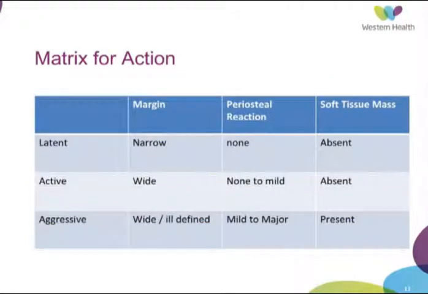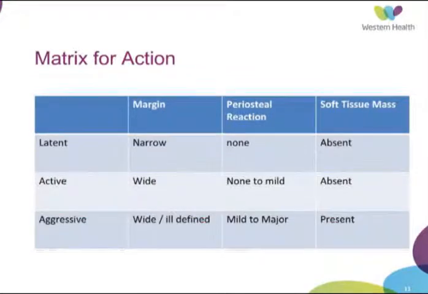So something with a narrow margin and no periosteal reaction and no soft tissue mass, like we saw in that very first X-ray I showed, we can start considering, well, this is potentially a latent lesion. And then there are no worrying symptoms, there's no pain. This may have been picked up simply as an incidentaloma on an X-ray.